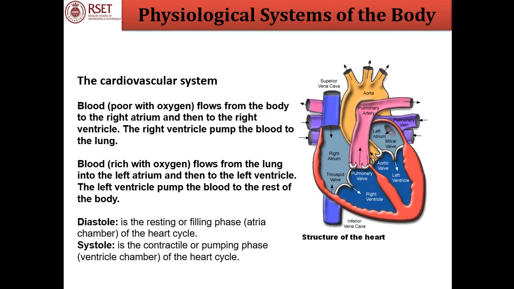The heart has two kinds of activities, mainly the diastolic activity and the systolic activity. The diastole is the filling phase of the heart. So the atria gets filled with blood during diastole, while the systole is the pumping phase of the heart. So it is the contraction of the ventricles that moves the blood out of both the ventricles.